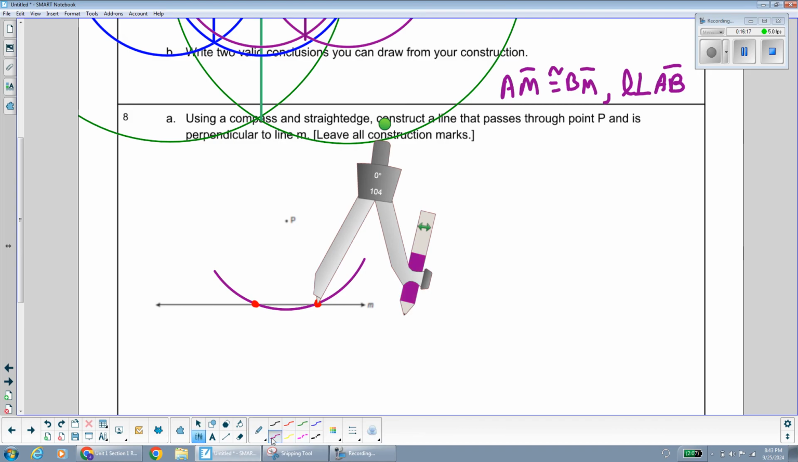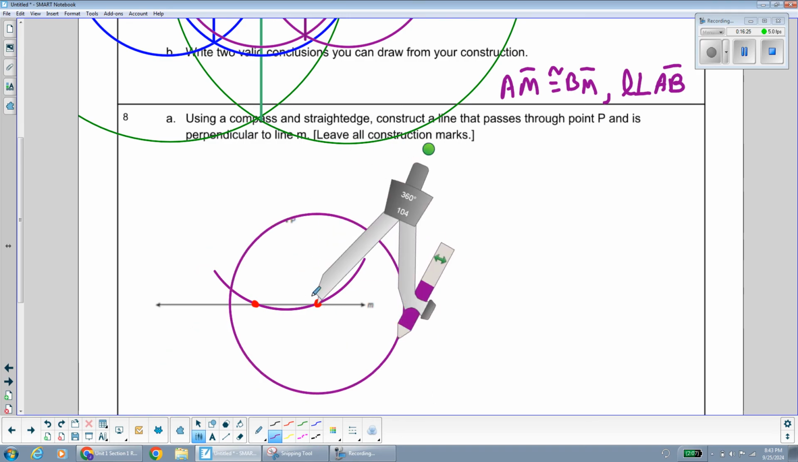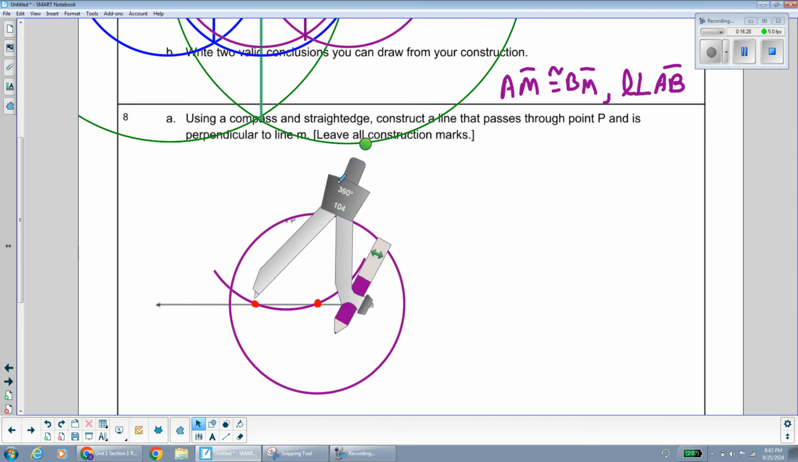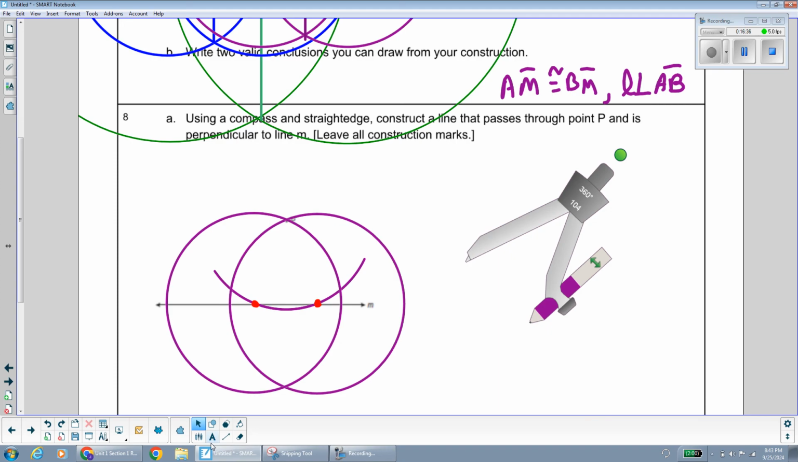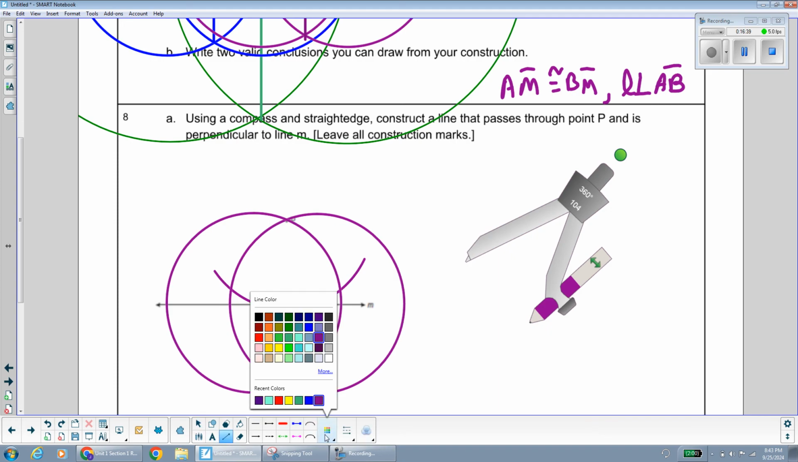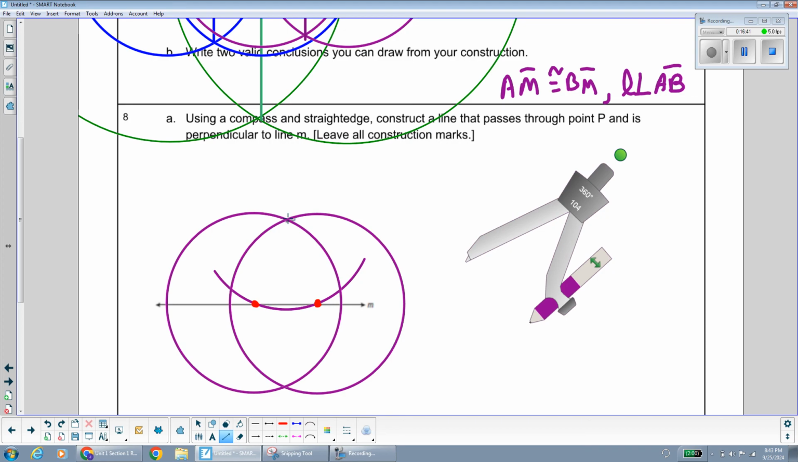Using the same distance, and it's okay if you switch the distance a little bit. Just whatever you do here, you have to do here as well. I'm just going to use the same one I was using before. Circle on one intersection point. Go to the other intersection point. Make the same circle. Where those 2 circles intersect, draw your perpendicular line. This new line passes through point P, or should come really close to passing through point P, and is perpendicular to the original line.